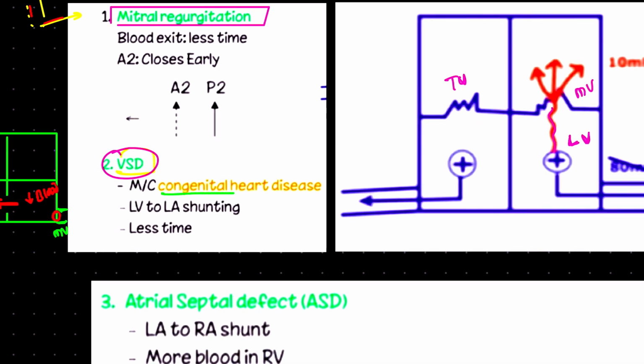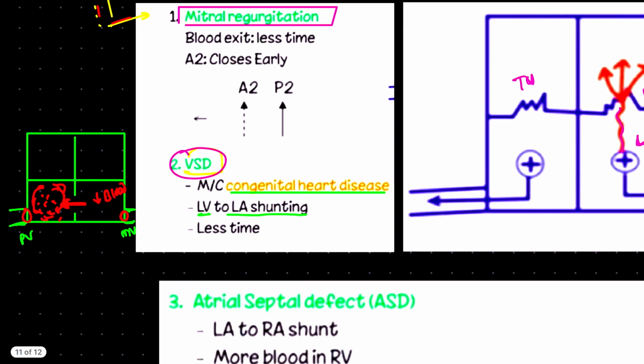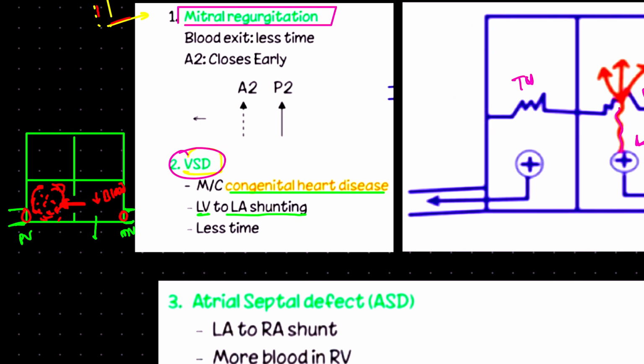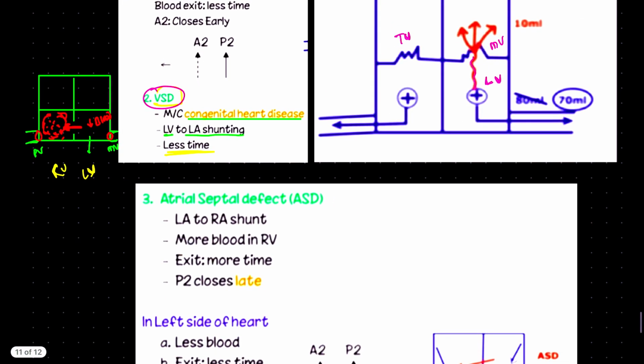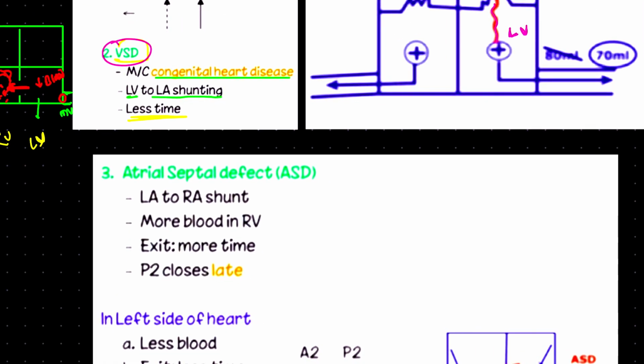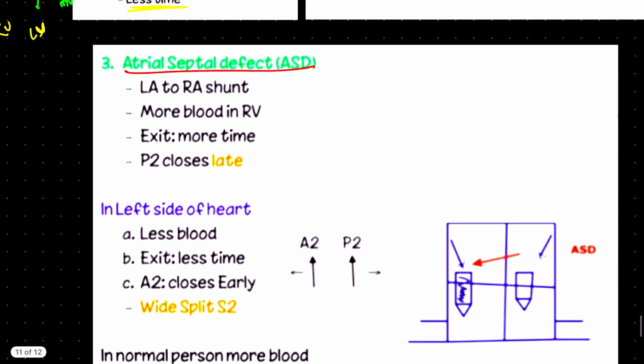So this was our ventricular septal defect, right? It is the most common congenital heart disease. It is left ventricle to right ventricle shunting. Yes, this is our left ventricle, obviously, right? And this is our right ventricle, shunting, and it will take less time. Okay, the same thing. Now talking about atrial septal defect. In this atrial septal defect, what is going on? These are our atria right here. Now here what is going on?